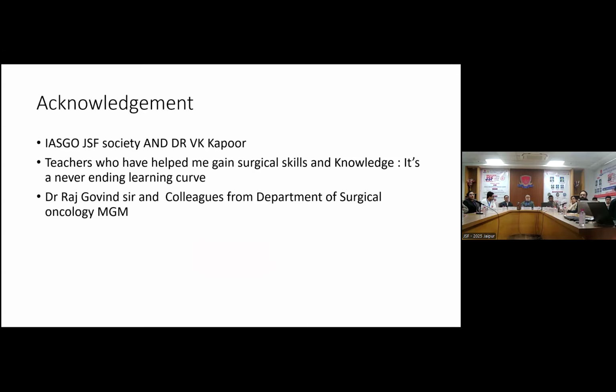That is the surgery. Acknowledgements. Thank you to IASGO and JSF Society and Dr. V.K. Kapoor, teachers who have helped me gain surgical skills and knowledge, and Dr. Rajkamal sir and colleagues from the Department of Surgical Knowledge.